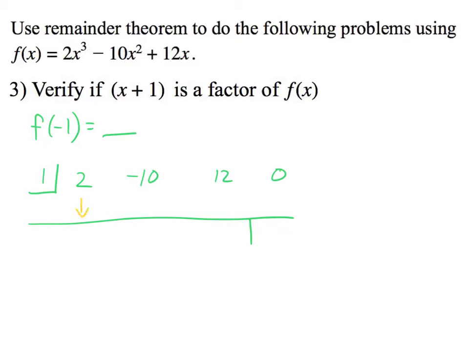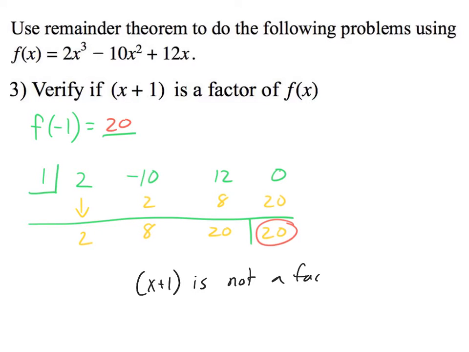All right, we're going to bring down the 2. 1 times 2 is 2, add those together, you get 8. 1 times 8 is 8, add those together, you get 20. 1 times 20 is 20, add those together, you get 20. So what we notice here is that's your remainder. If this equals 20, well, to be a factor, shouldn't this equal 0? So is this a factor? No, it is not. So x plus 1 is not a factor of f of x, because the remainder is not 0.